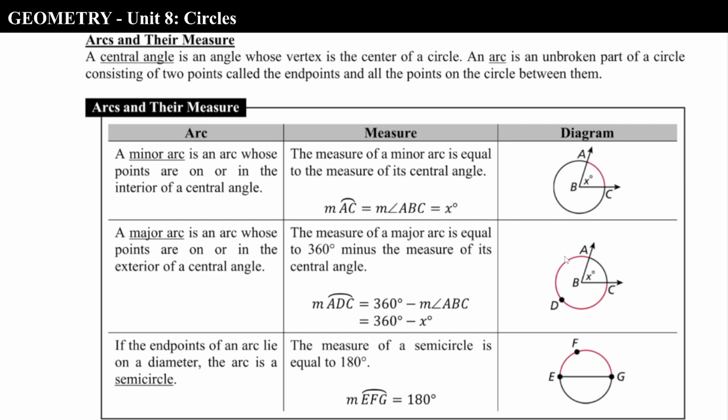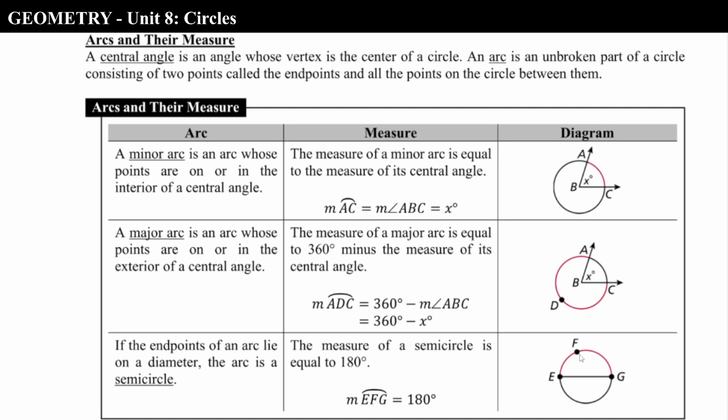Now, if the endpoints of an arc lie on a diameter, the arc is a semicircle, and the measure of a semicircle is equal to 180 degrees. So again, we have to use 3 letters so we know which side we are talking about, because if we used EG only, we can be talking about this side of the circle or this side of the circle. We don't know which side.